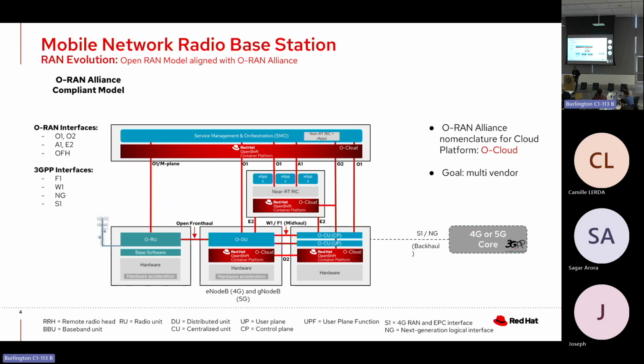In O-RAN, this picture is from the O-RAN architecture in terms of the various different interfaces, what's defined in 3GPP versus what's defined in O-RAN. And now what we are talking about in terms of mixing and matching those components and how you use those cloud components as part of this.